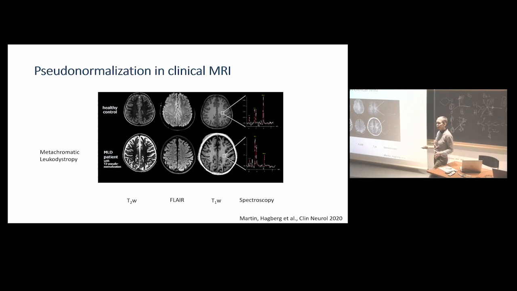So why do we like this thing? Well, because, for instance, in this case, we have something that the clinicians call pseudonormalization in clinical MRI. That meant basically that they took the typical T1 and T2 weighted imaging. They looked at children with metachromatic leukodystrophy. That basically means that their myelin is breaking down because they're missing an important enzyme, so they cannot repair it and make it work nicely.